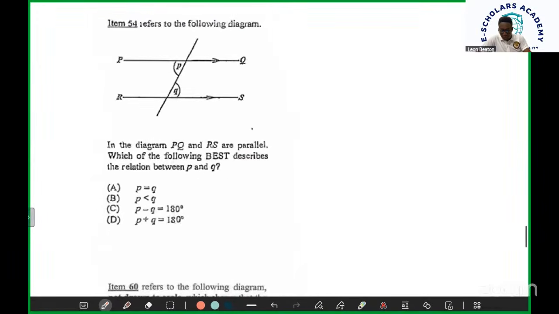All right, very similar question, but different letters. Oh, let me see if this is actually a similar question. So we got a Z, yeah. So which of the following best describes the relationship between P and Q? So we say P and Q are equal, so we just go with A again.